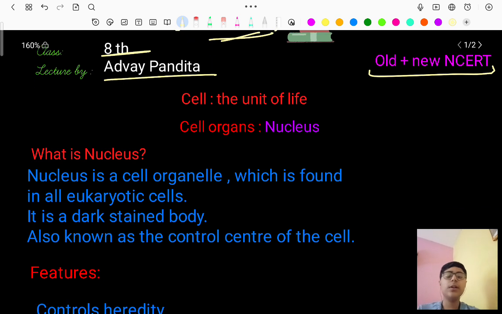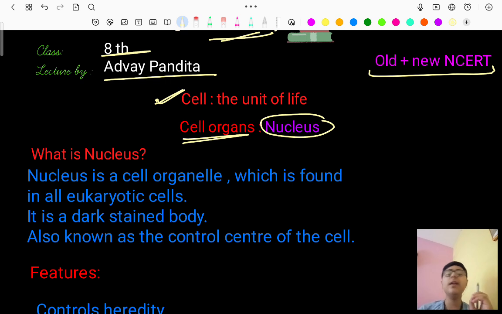The chapter is Cell: The Unit of Life. In the previous video we had an introduction of the cell, but now we are here with the cell organs, which is the nucleus. There are some other organs too, but in today's class we are just going to simply understand what the nucleus is. It is going to be a very short video, only for quick revision.